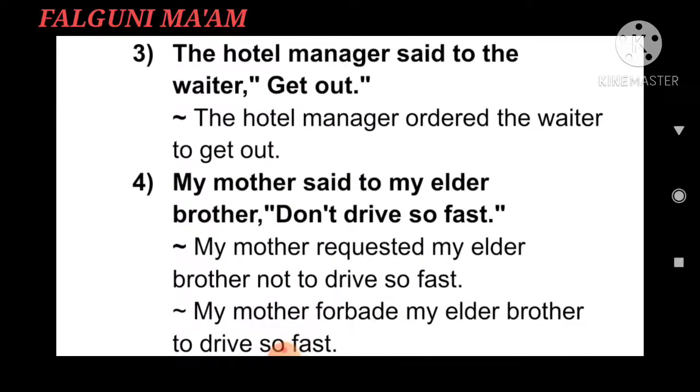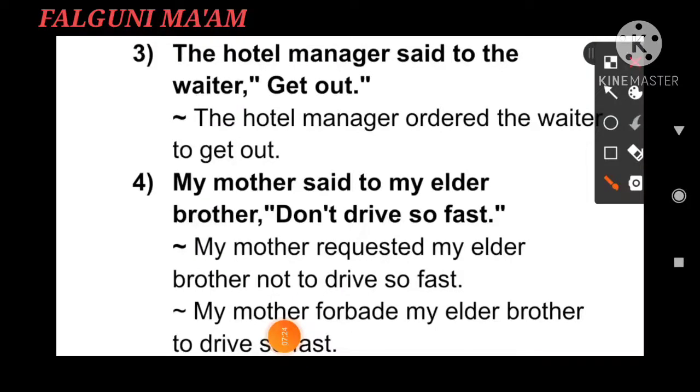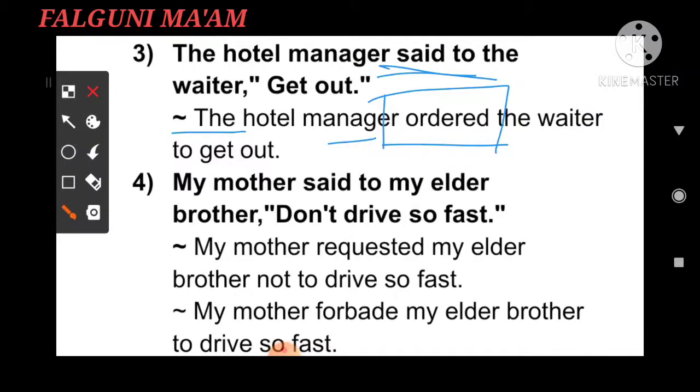Third one is, the hotel manager said to the waiter, get out. So no begging, no urge. The hotel manager ordered, in place of said to, the waiter to get out. In short, the main thing you have to do first is change the reporting verb, like said to converts into ordered. Then you have to compulsorily put to before the verb. If there is no time indicating word, there is no need of change.